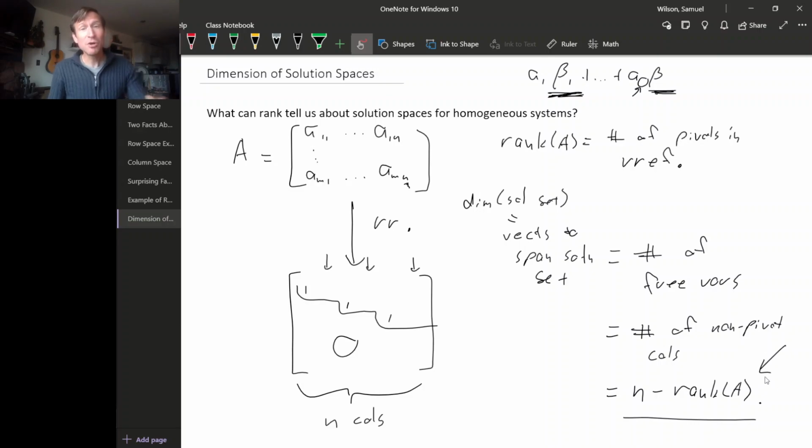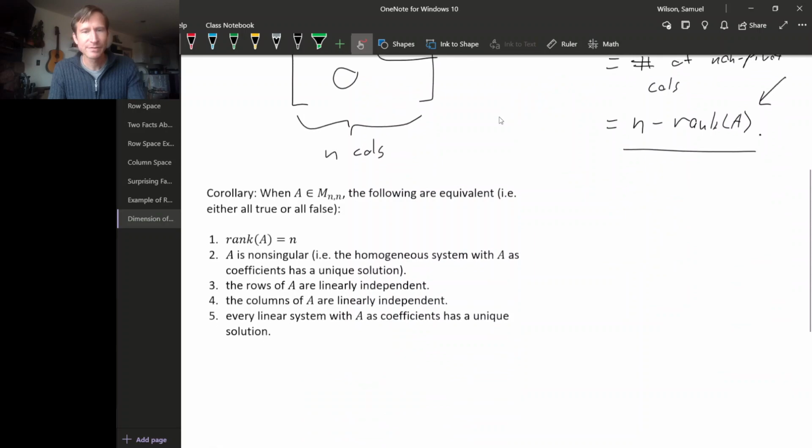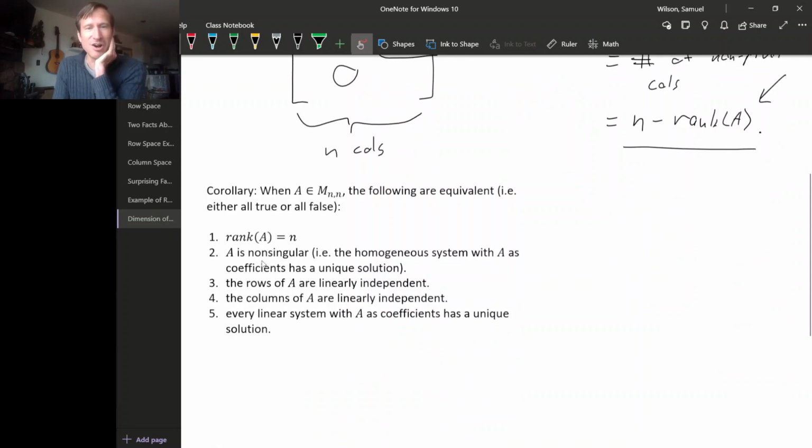All right, so knowing this relationship between rank and the dimension of solution spaces lets us pull together a lot of different threads involving solution spaces and rank. So, for example, all of these statements are actually equivalent.